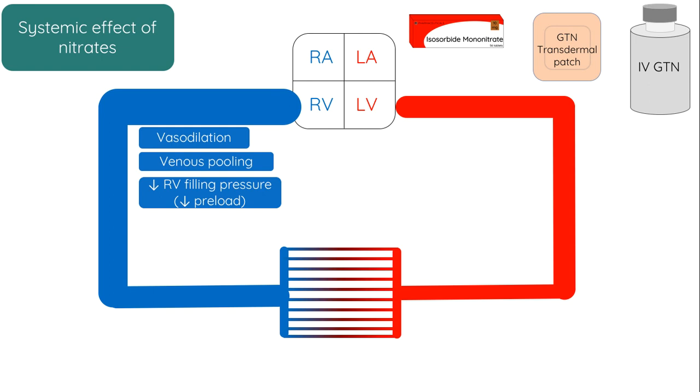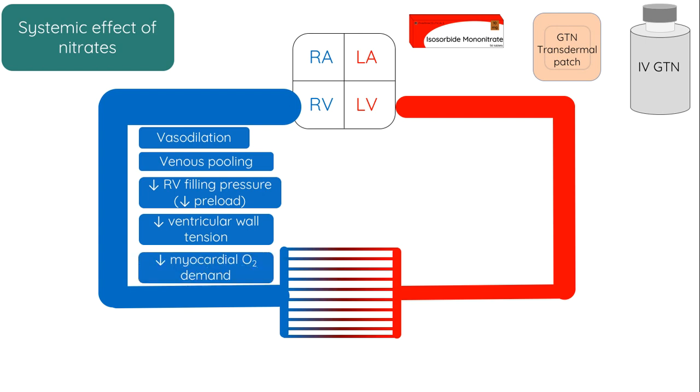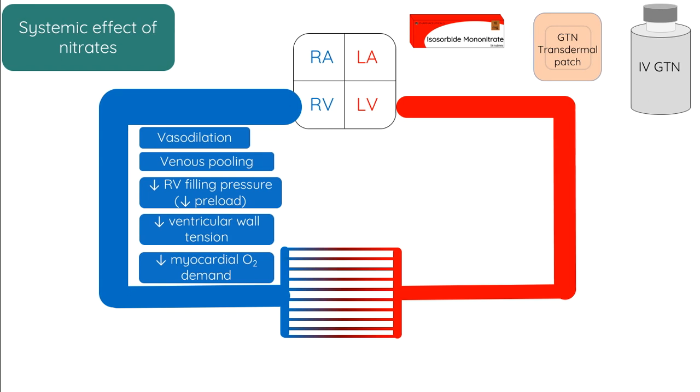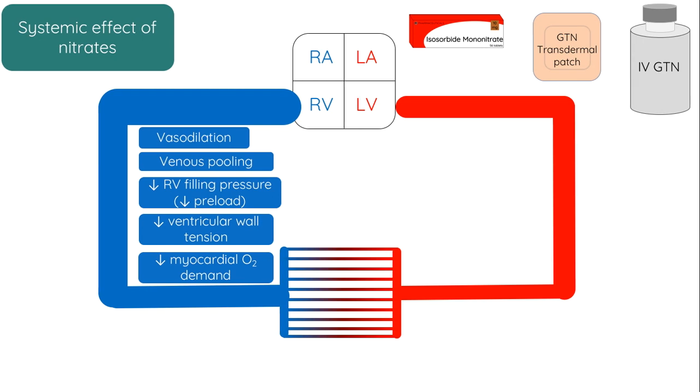So if we reduce the preload, that in turn reduces the wall tension within the myocardium of the ventricles, and that reduces myocardial oxygen demand. And the reason that reducing the oxygen demand of the heart tissue is a good thing is because if you remember that ischemia is where the heart tissue isn't receiving enough oxygen, if you reduce the amount of oxygen that the heart actually needs in the first place, then it's less likely to ever become ischemic. And it's for this reason that, as well as the resolution of ischemic chest pain in the acute setting, nitrates can also be used to prevent chest pain occurring in the first place.